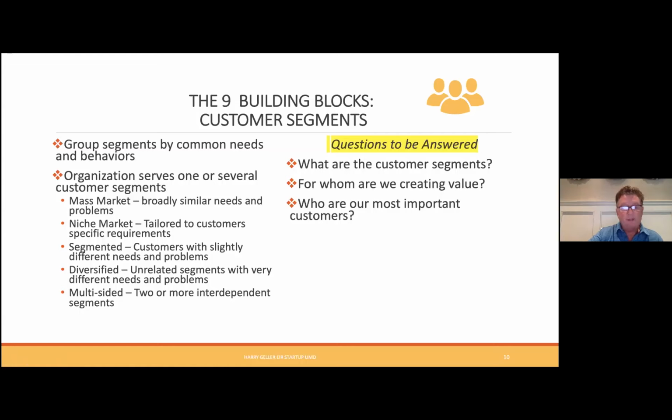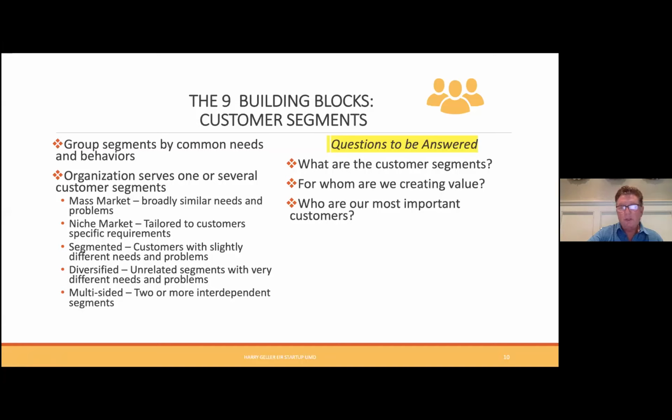And for a diversified segment, Amazon would be a good example, because on the one end, they're selling goods, and on the other end, they're selling web services. And multi-sided, which is two or more interdependent segments, Uber is a good example, because on one end, they have the people that want to get a ride and use them, the passengers. On the other end, their drivers are also their clients.